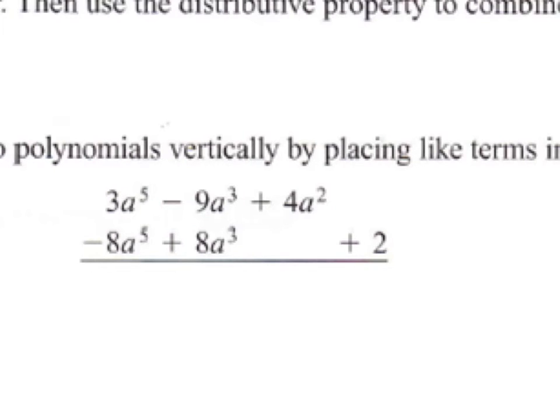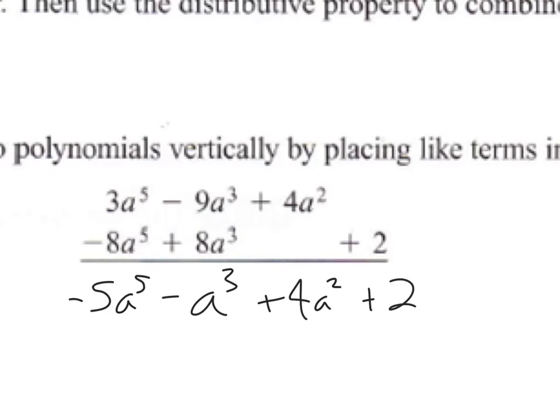So if we do that here, the 3a to the fifth minus the 8a to the fifth would give us a negative 5a to the fifth. Minus 9a cubed plus 8a cubed would be minus a cubed. The a squared doesn't have any like terms to combine, neither does the 2. So we get negative 5a to the fifth minus a cubed plus 4a squared plus 2.